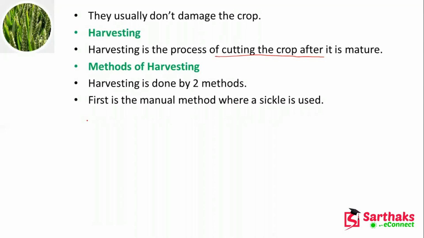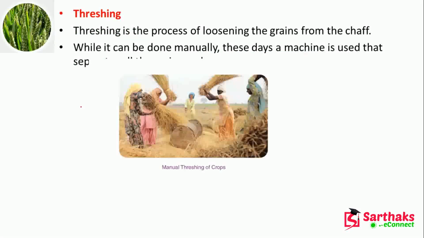The time means the maturity: your produced crop has matured. Now you have to take out this crop. So there are two methods of harvesting. First is the manual method, where a sickle is used, and threshing. Threshing is the process of loosening the grains from the chaff. While it can be done manually, these days we are using machines.